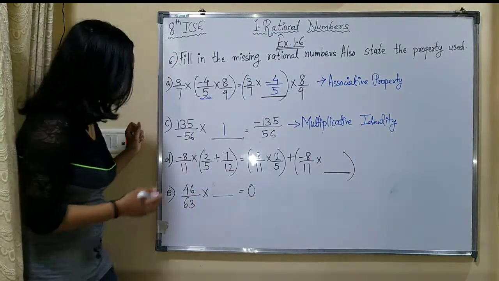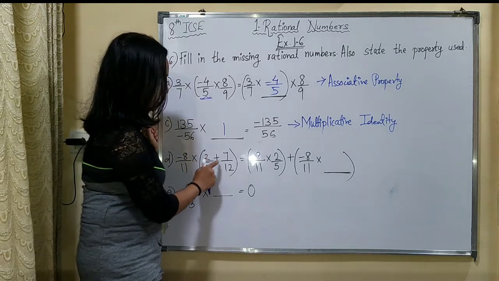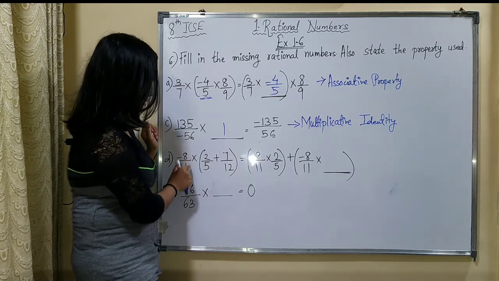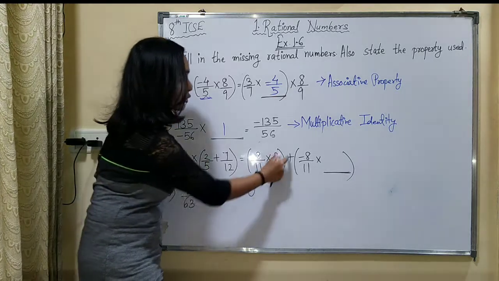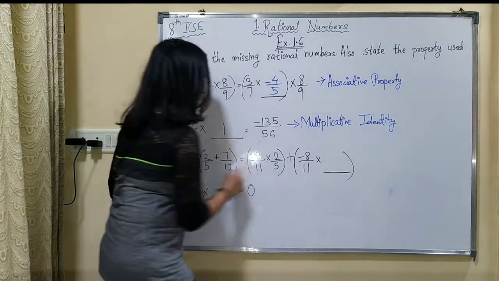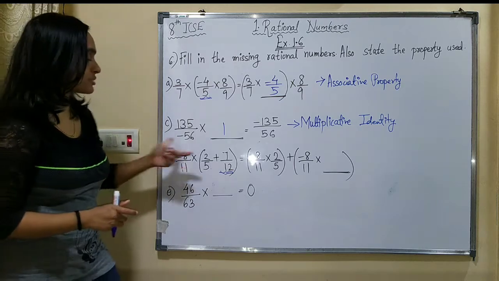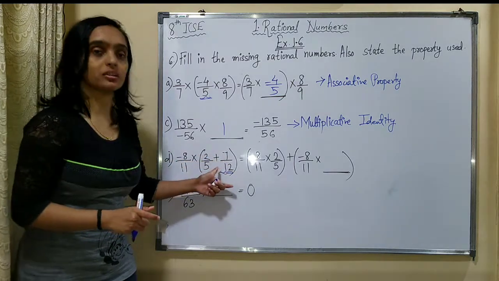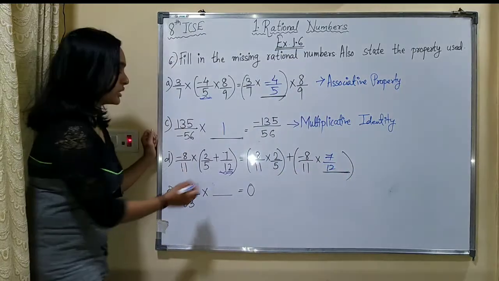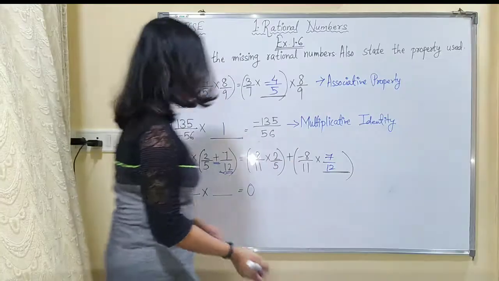Now the next question is minus 8 upon 11 multiplied by 2 upon 5 plus 7 upon 12. So minus 8 upon 11 multiplied by 2 upon 5 plus minus 8 upon 11 multiplied by what? So it will be this. That is, this rational number is distributed between these two rational numbers. So it is distributive property over addition. You can write it there.